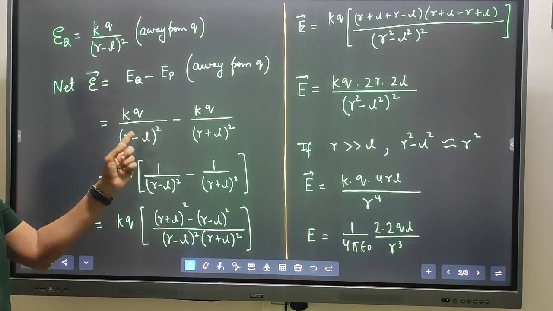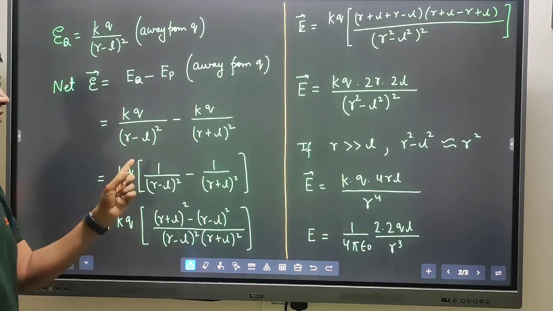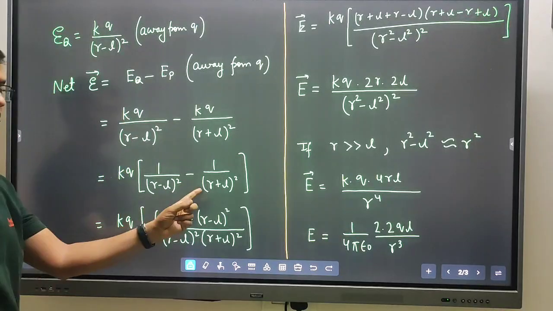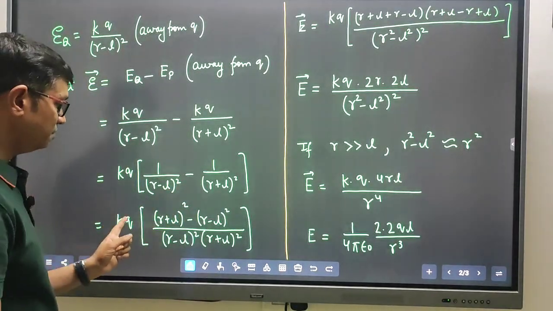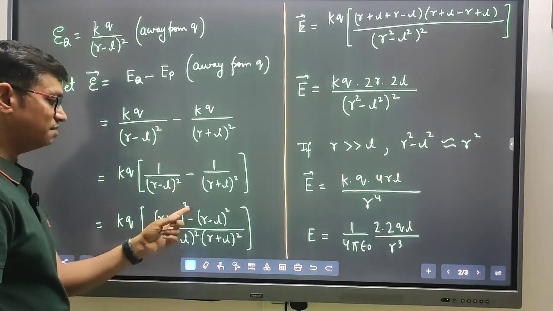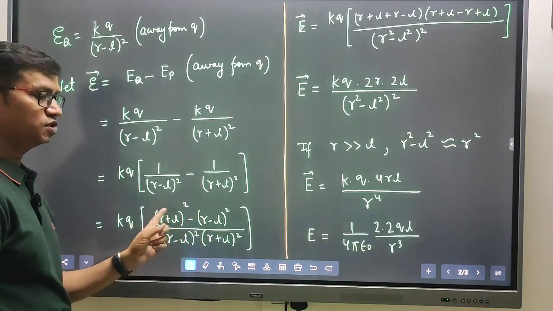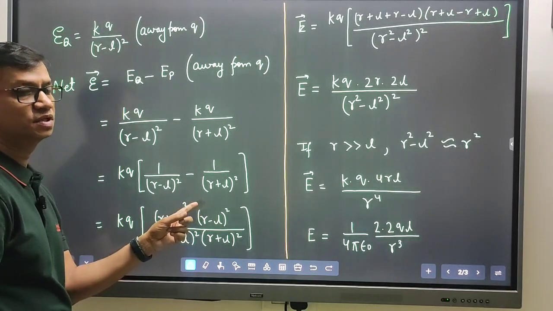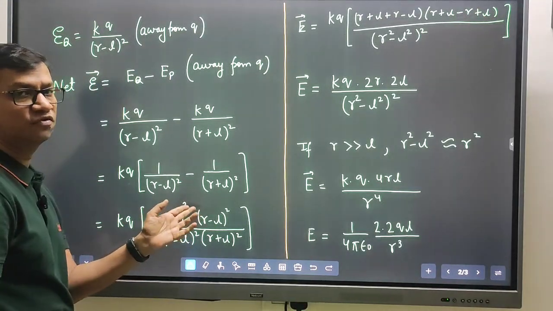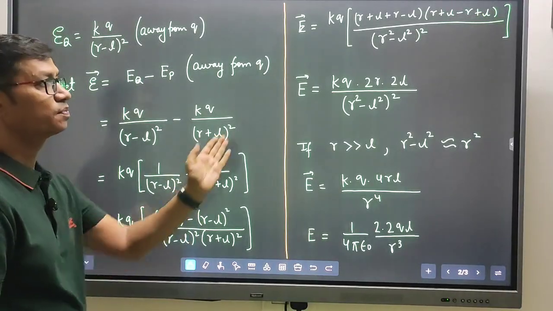Plug in the values of EQ and EP from what we have figured out, like this. Take KQ common, this will be this. Then take the LCM, R minus L whole square, R plus L whole square. So this will be the numerator. This is something you have to see for yourself. There is nothing like physics here. This is pure basic maths.